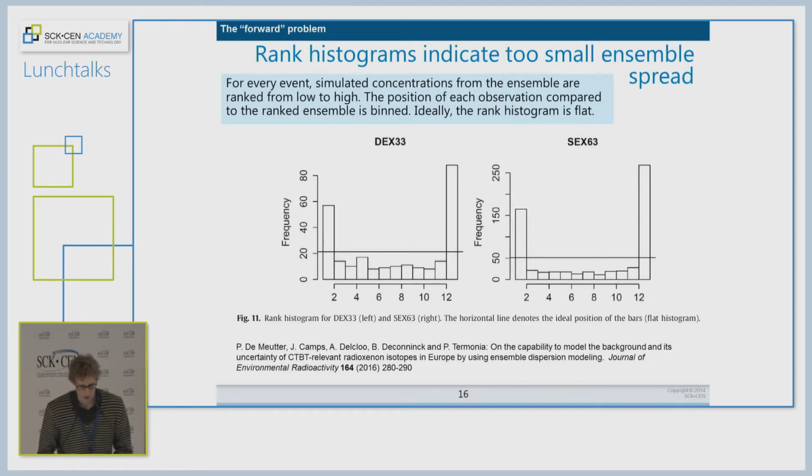So this is a way to validate the ensemble spread, and we see that it is not flat because there are quite some outliers, so the observations fall outside the range of the ensemble. I think it's roughly 50% of the observations that we can explain with our ensemble, but about 50% of the observations fall outside. So we still have room for improvement, and we hope to obtain this improvement by using better emission data from the nuclear power plants.